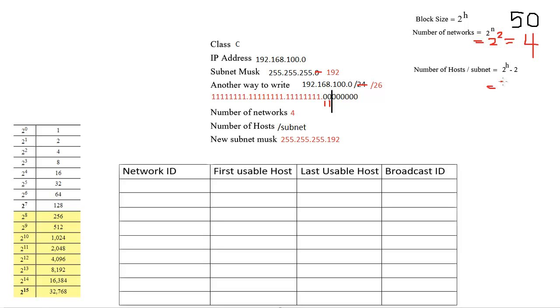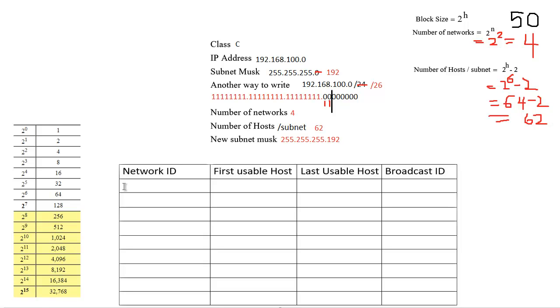So 2 to the power 6 minus 2. 2 to the power 6 is equal to 64. 64 minus 2, number of hosts. So number of hosts per subnet is 62.